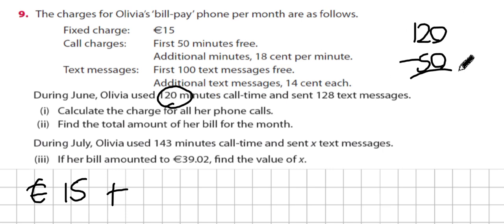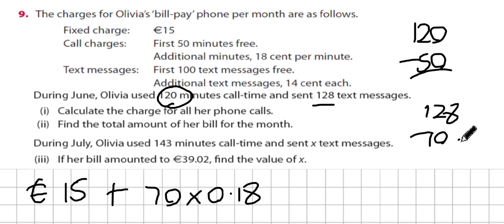120. Take away the 50. 70. 70 minutes were charged at 0.18. The first 100 text messages were free. So we sent 28 extra ones, agreed? And how much is the 28 extra ones charged at?